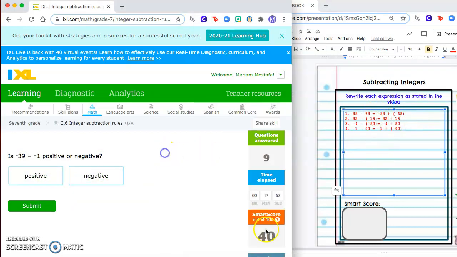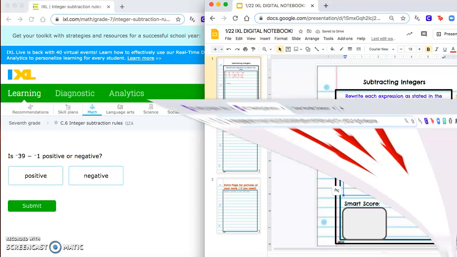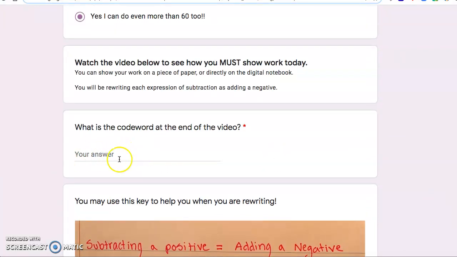You're just going to keep doing this until you get a score of 60. And the code word for today's video is Friday. So make sure to write this right here in Google Classroom or in your Google Forms. Write Friday so you can move on.